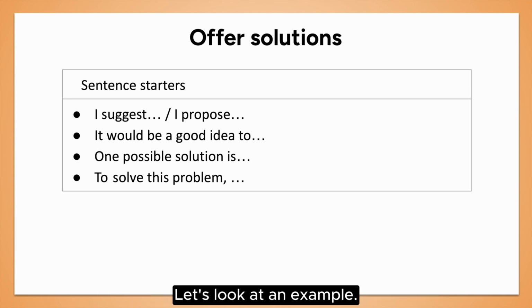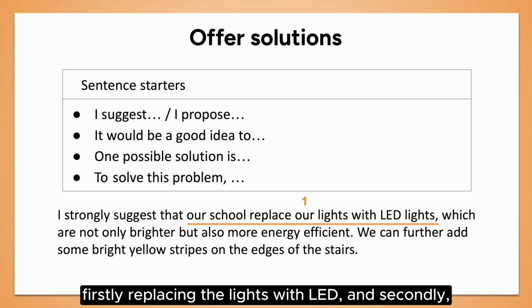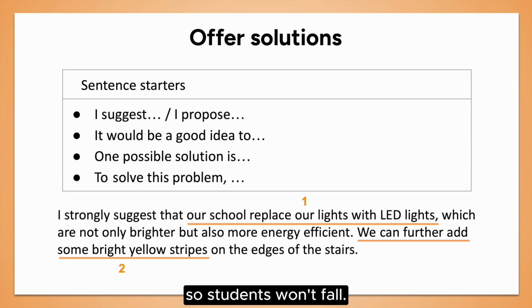Let's look at an example. I strongly suggest that our school replace our lights with LED lights, which are not only brighter, but also more energy efficient. We can further add some bright yellow stripes on the edges of the stairs. See here that there are two suggestions. Firstly, replacing the lights with LED, and secondly, adding some bright yellow stripes on stairs so students won't fall.